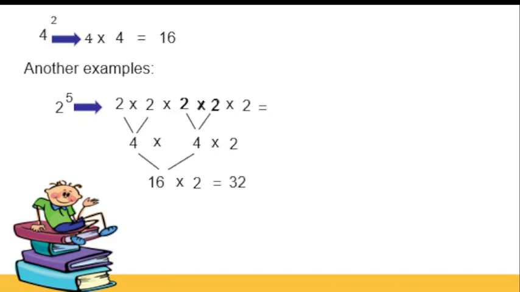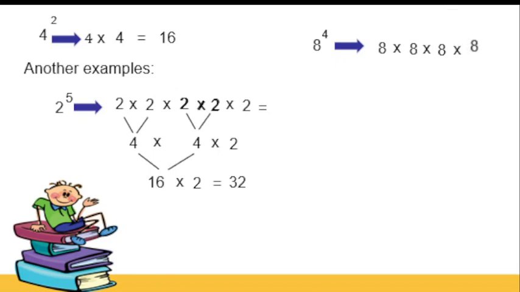Again, to reiterate, 2 to the 5th is the exponential form. 2 times 2 times 2 times 2 times 2 is the expanded form. And 32 is the value of 2 raised to the 5th power. Another example. Let's say you have 8 raised to the 4th power. That will become 8 times 8 times 8 times 8.